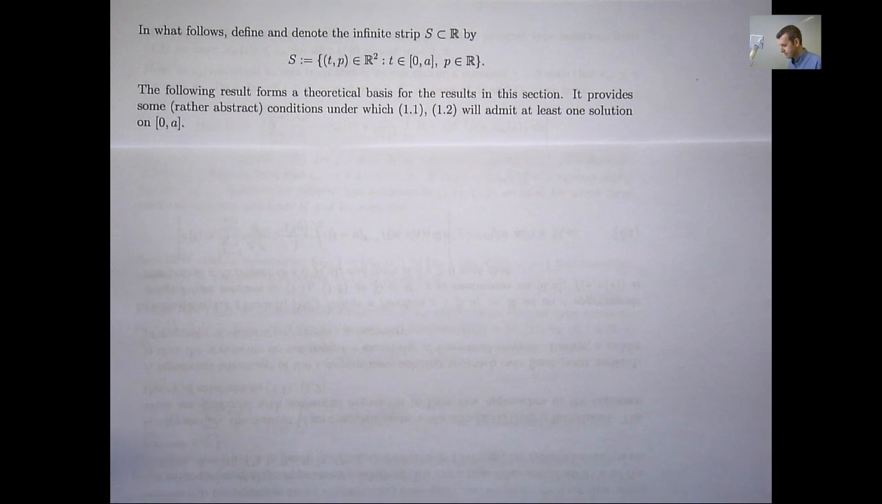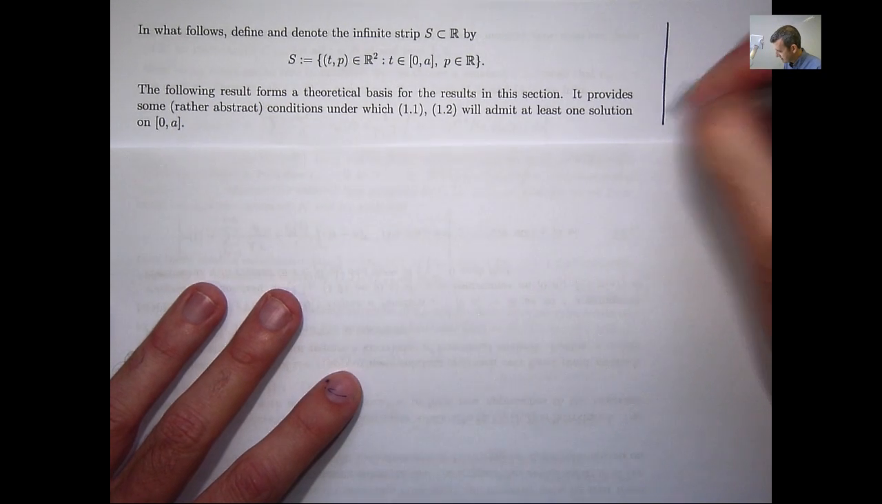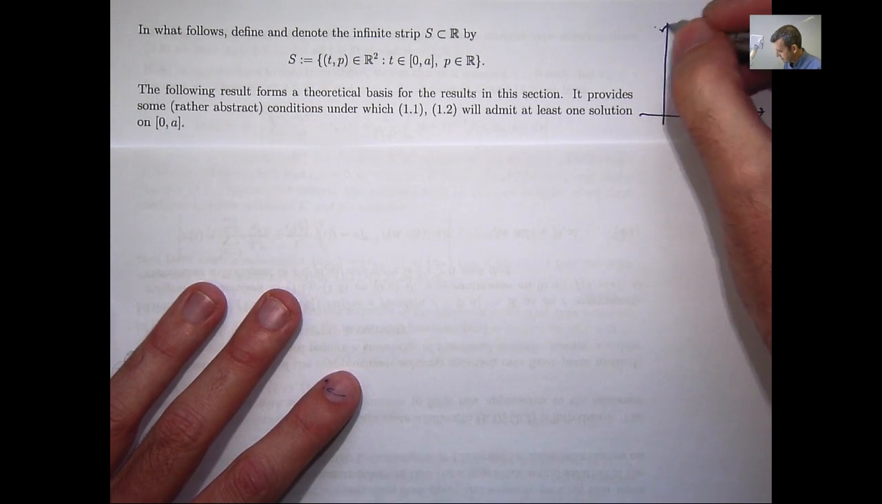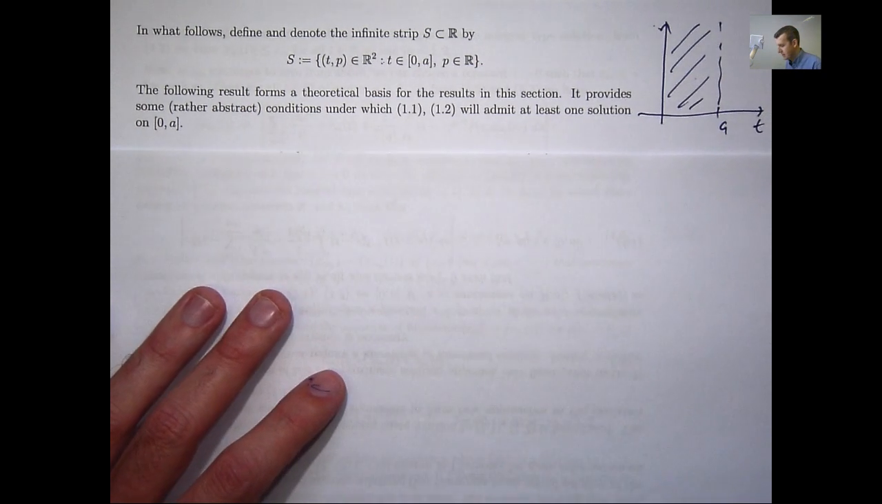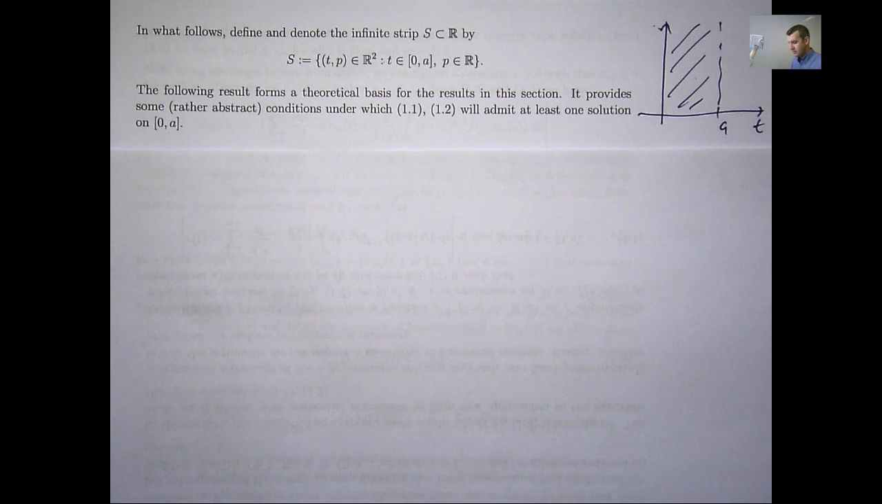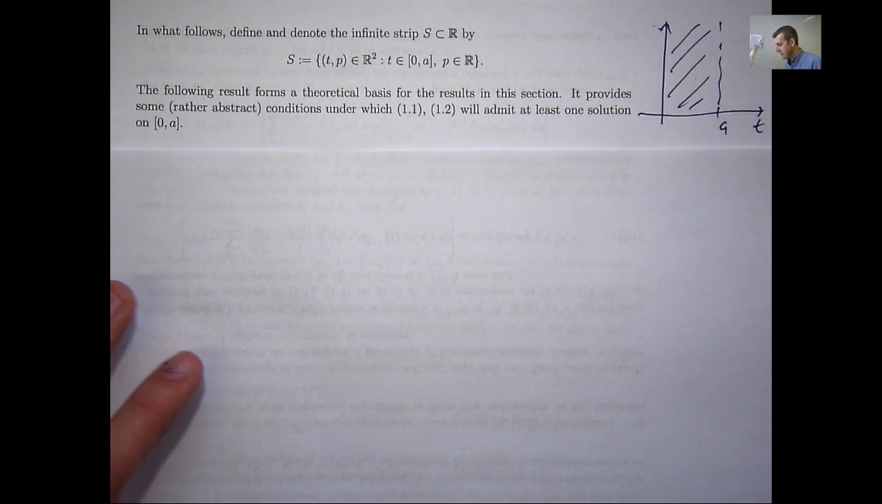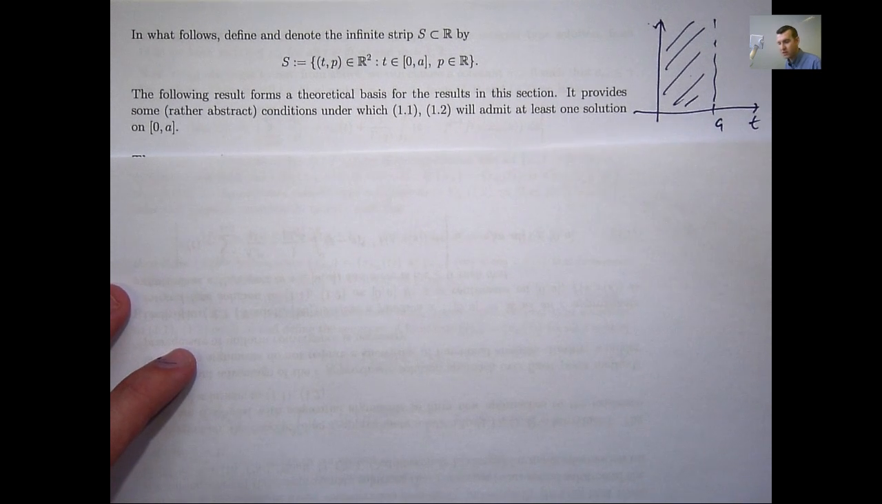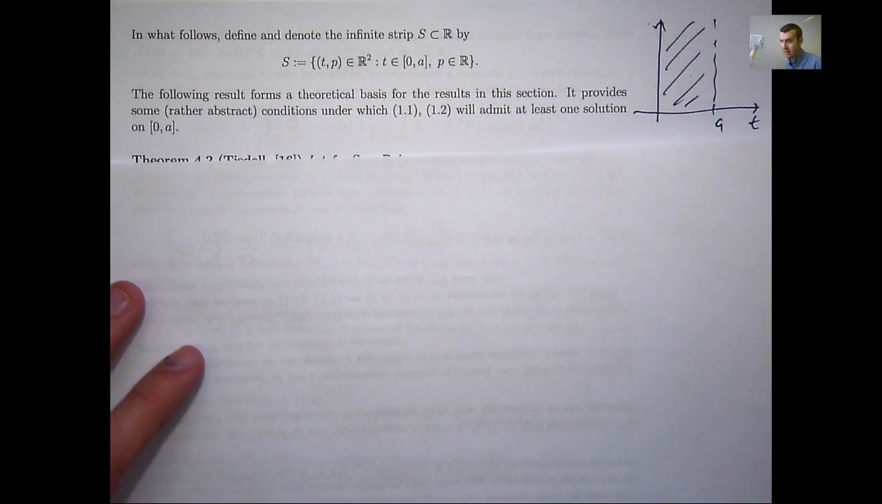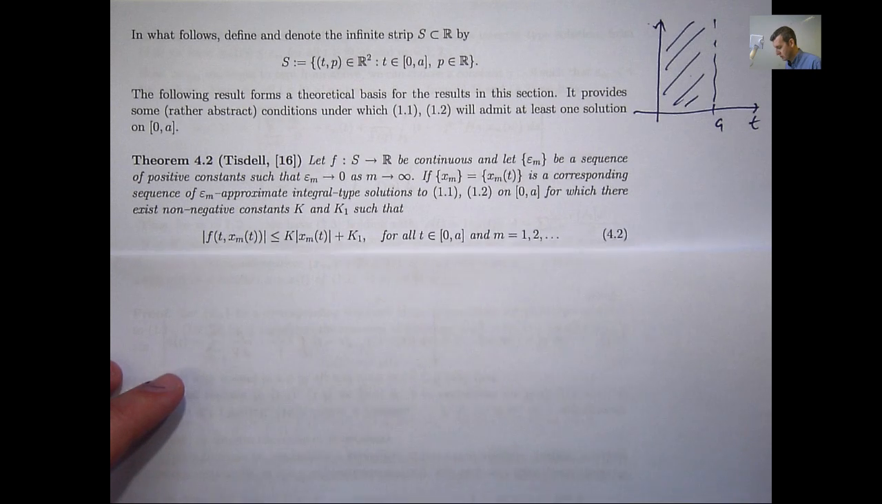Okay, well, the domain of little f in this particular presentation is going to be something like an infinite strip. Now the following result is a reasonably abstract result, and it gives us conditions under which our general initial value problem will have at least one solution. So let's have a look.